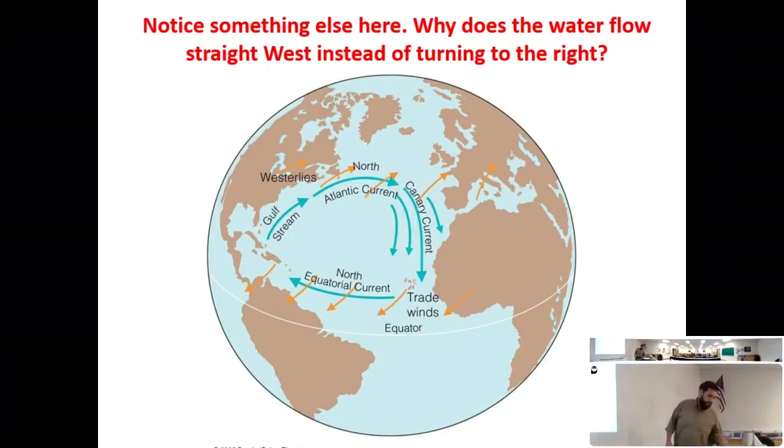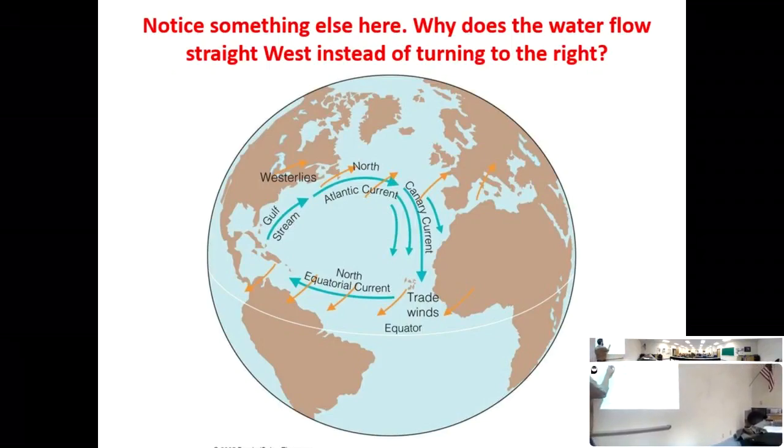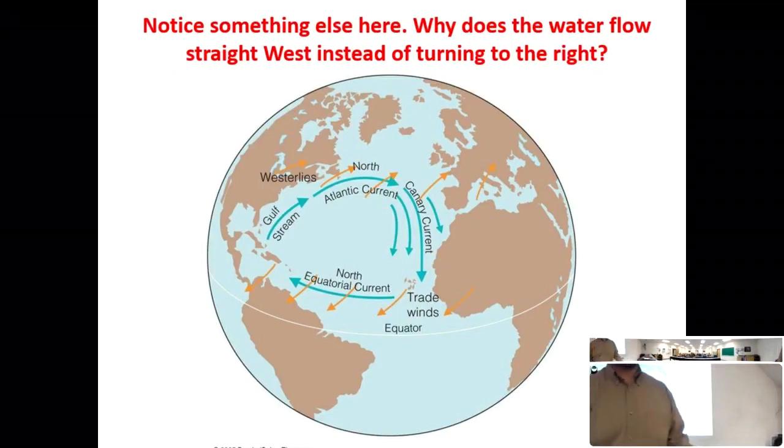All right, now, notice something else here. This is number 13. Why does the water flow straight west instead of just turning to the right? Because you might expect... Gosh, all the markers are gone. What is going on here? You notice that a straight turn to the right maybe would be like that. See what I mean? So the actual direction is not matching what we might expect just from Coriolis force. So I want to let you know there are other factors that get involved here.